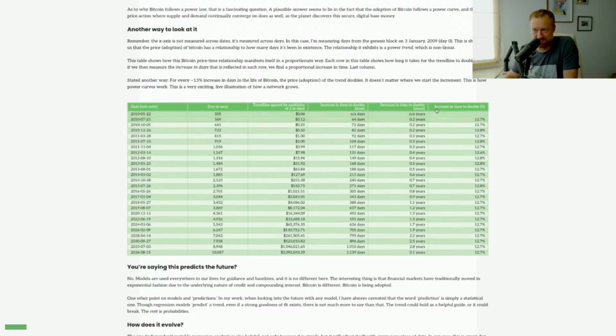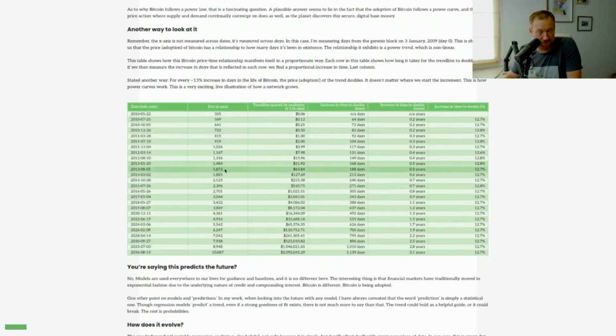Here's our proportionality. You see it? This is proportionality. Increase in time to double. Not in years or constant rate, but an increase in the life cycle of Bitcoin. It takes a 12.7% increase. So back in the early days, when Bitcoin was only 505 days old, 12.7% was 64 days. As we move out, say around the 2013 boom, a 12.7% increase in the life of Bitcoin was 213 days.